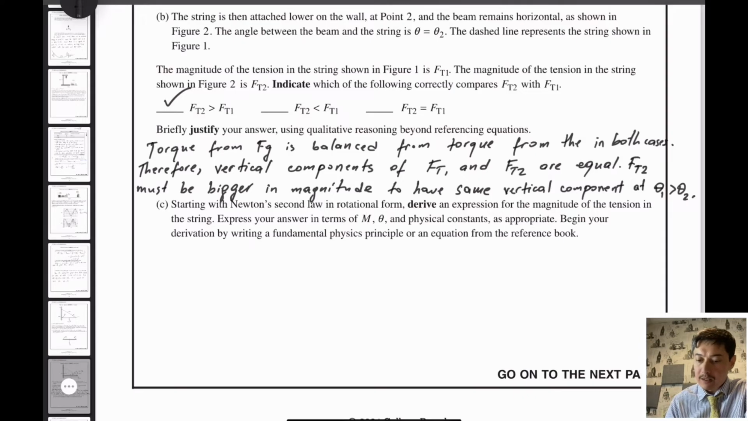Starting with Newton's second law in rotational form, derive an expression for the magnitude of the tension in the string. Express your answers in terms of m, theta, and physical constants.